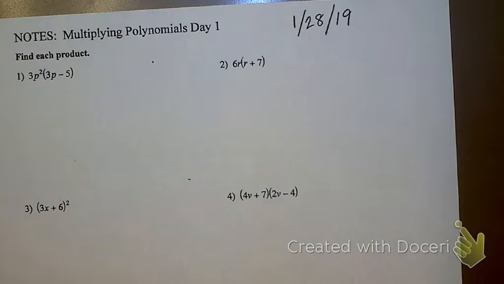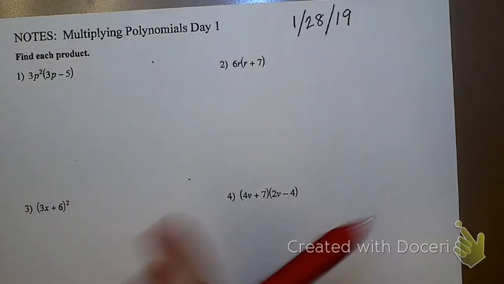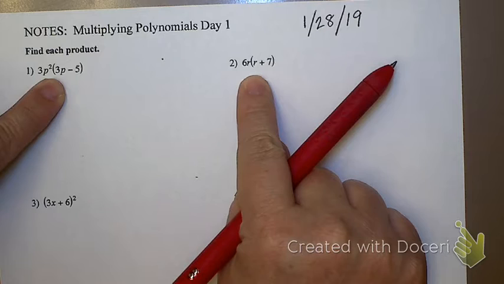All right, here we go. Multiplying polynomials. Part of multiplying polynomials fits in with the distributive property we were doing yesterday. So if you'll notice, these first two problems could have been on last night's homework.